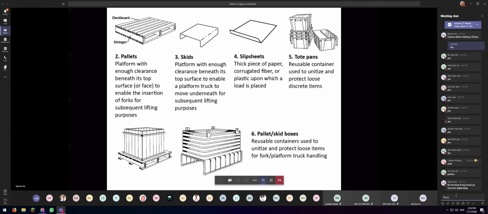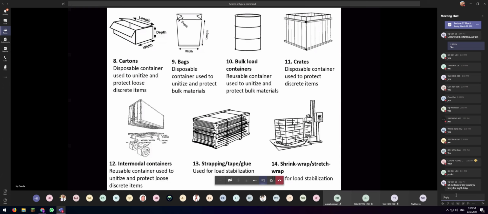Tote pans are basically like containers you can use to carry your items. Pallet or skid boxes are reusable containers used to protect your loose items so that you can put it on a forklift, because obviously the size of the forklift is fixed. So pallets themselves are for items where you can stack, but if you can't, if you need containerization for them, then we use what we call pallet boxes. Cartons, you all should be familiar with this as well, just boxes.